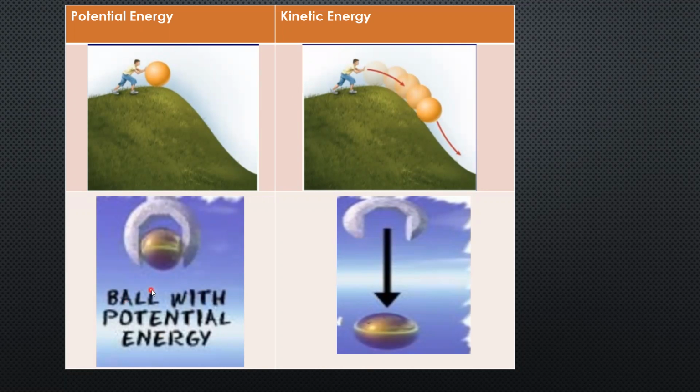Now, look at the second picture here. We have the ball hanging, so it doesn't move, it's at rest, so we only have potential energy. Once you release the ball and it goes down, it starts moving, so we have kinetic energy. This is the difference between potential and kinetic energy in the pictures here.